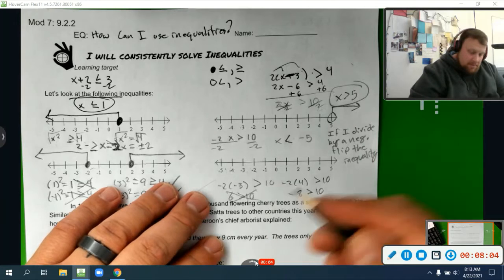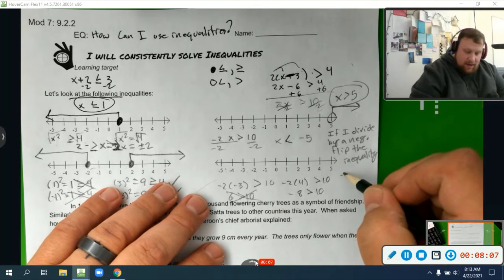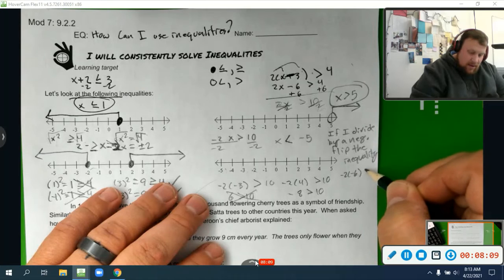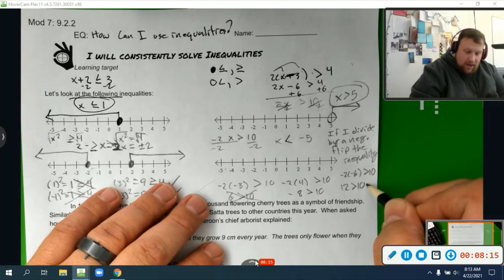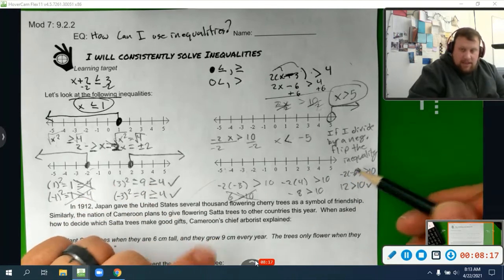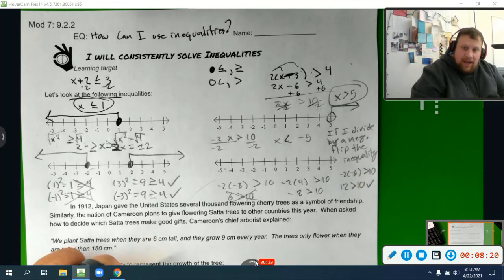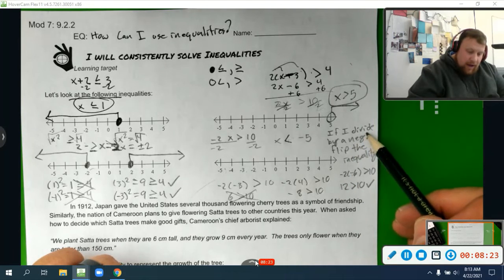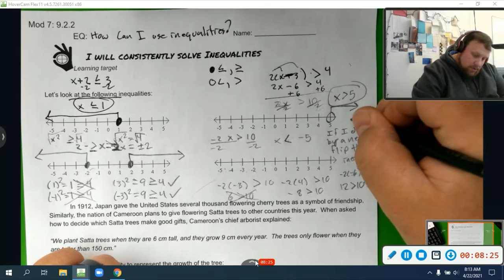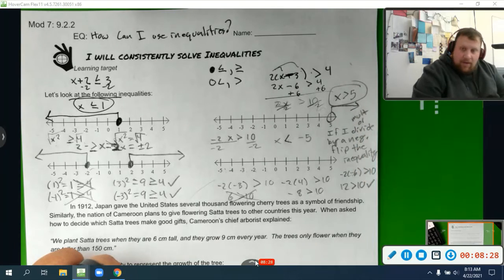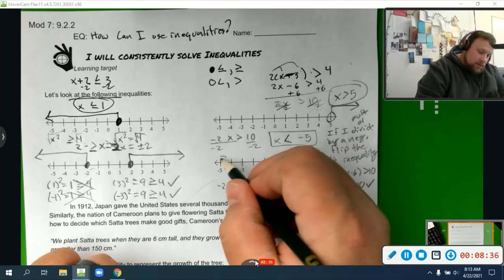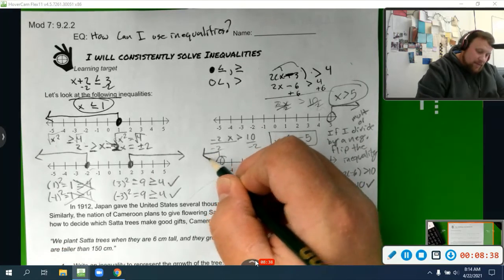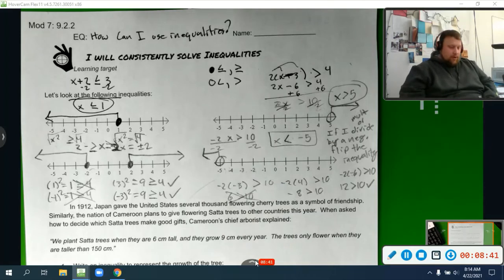Now let's test a point. Let's test the point -6. -2 times -6 is greater than 10. -2 times -6 is 12, is greater than 10. Boom, it's true. And the more negative it gets, the more positive it's going to get, because it's going to be a negative times a negative. So if I divide or multiply by a negative, always flip the inequality. So this is actually x is less than -5. So open dot at -5 and to the left. All right, there's some cool things we're doing right there.